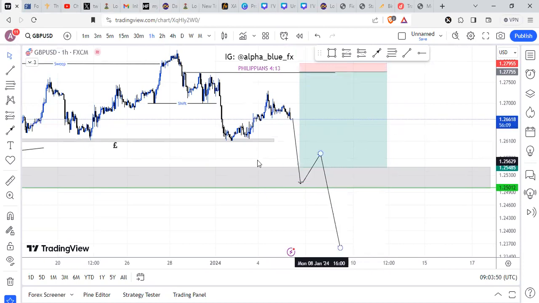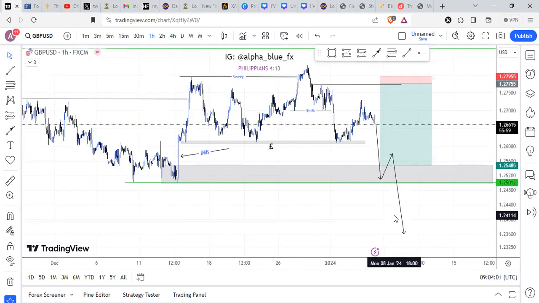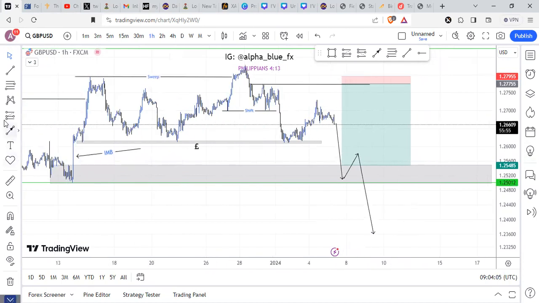You could just enter the market at that point. Usually, I'll just risk 1% on my account and target at least 2 to 3 to 4, and then you're out of the market. That's usually a very easy way to make a 1 to 3 or 1 to 2% of your account.